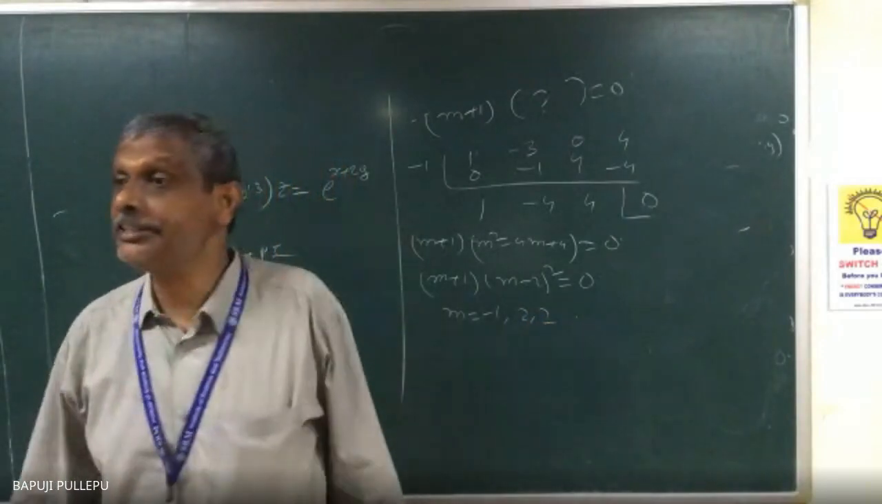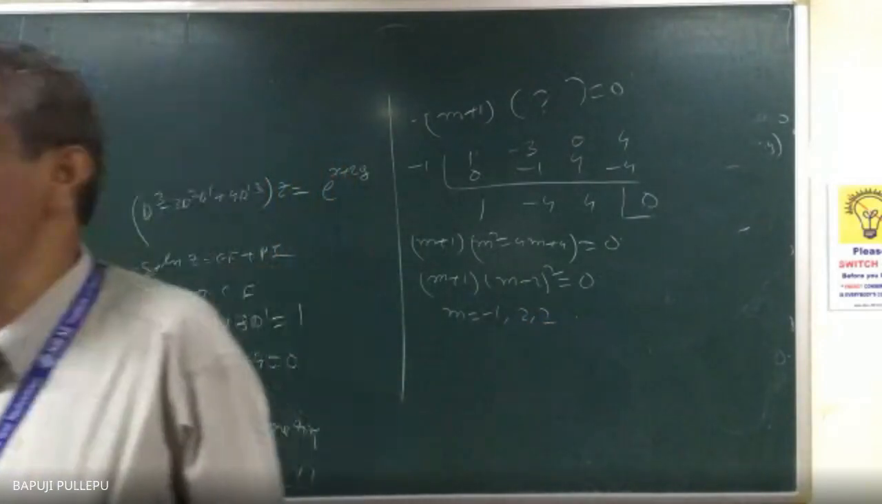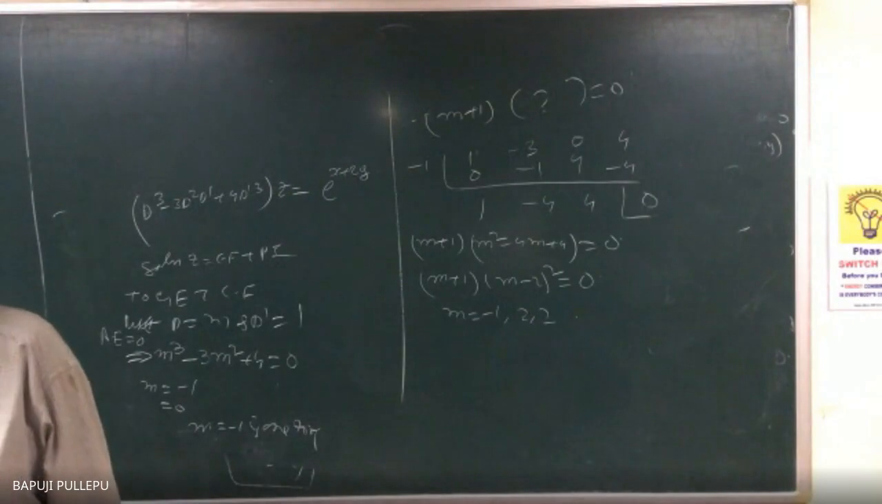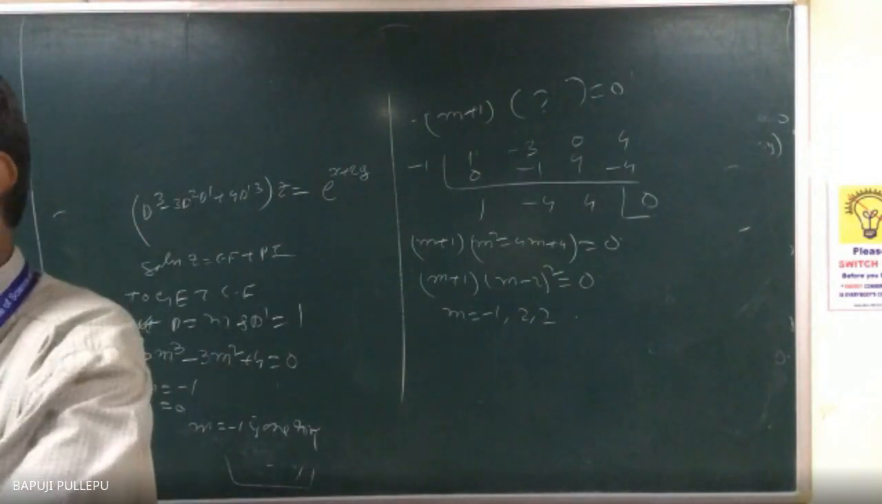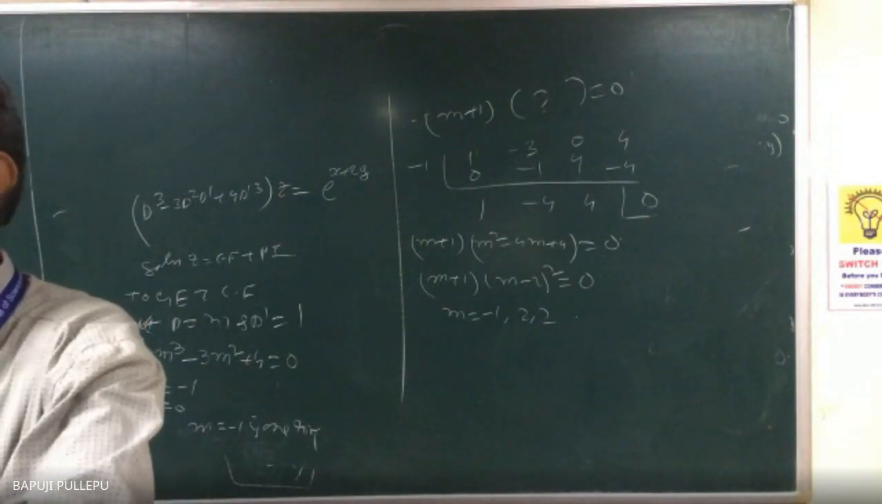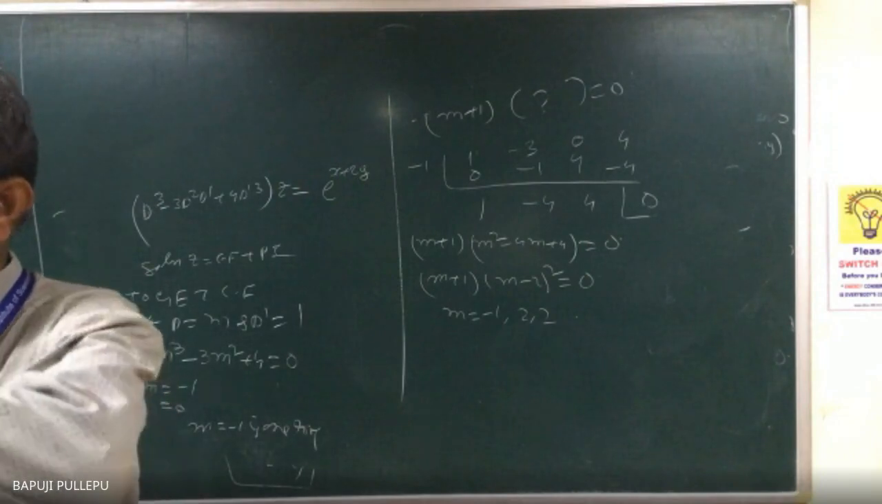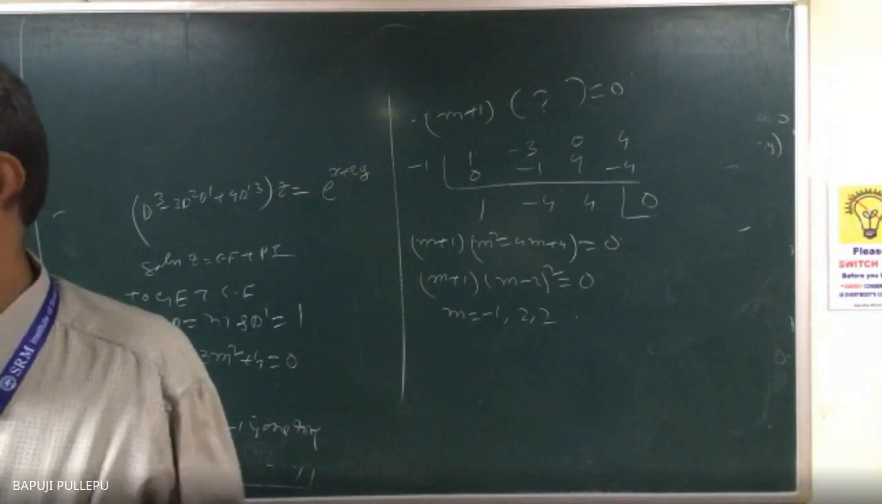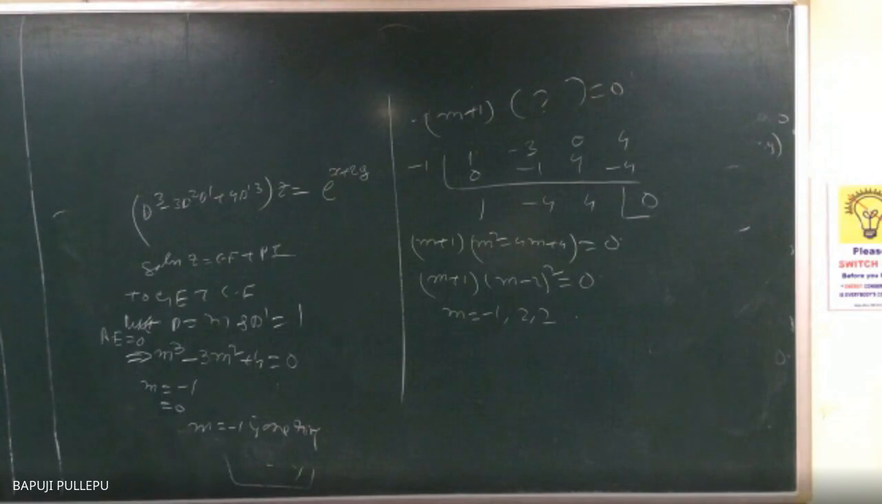So here 2 is repeating twice. So carefully you have to write the CF. You have to take 3 functions, no doubt: phi 1, phi 2, phi 3. 3 roots means 3 functions. But in such a way you can make this.